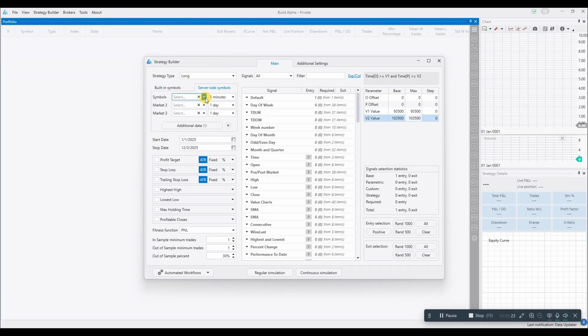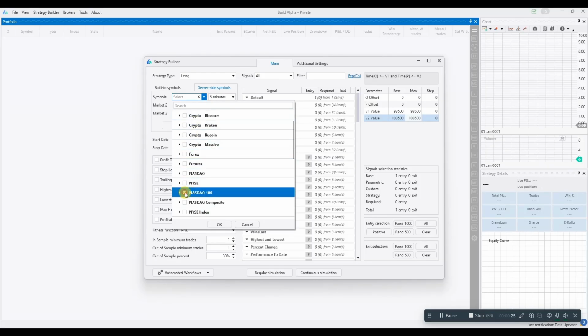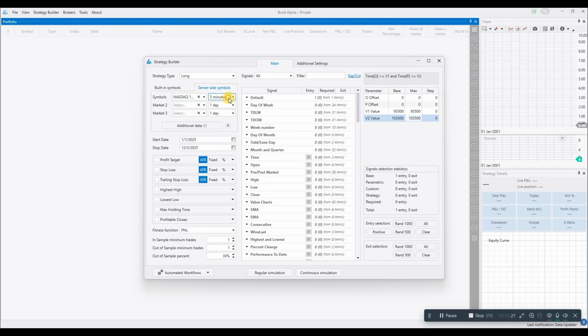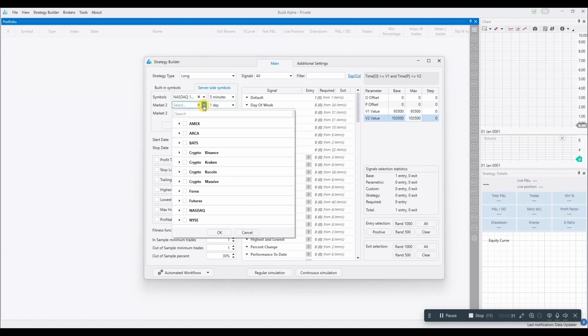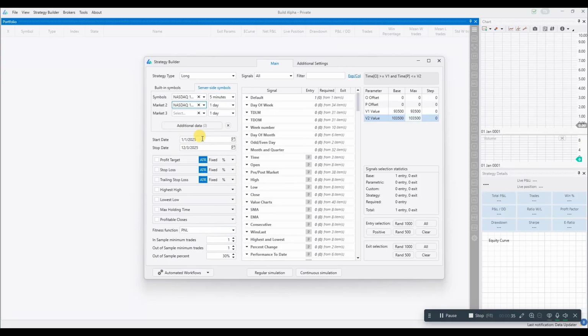I'm going to do it on the NASDAQ 100, and I set that to 5 minutes. And then I'm going to set the daily time frame data as well to the NASDAQ 100 so we can have a higher time frame filter. I just have the current year. Again, this isn't really about any strategy particulars. This is just about how to configure Build Alpha to do something specific.